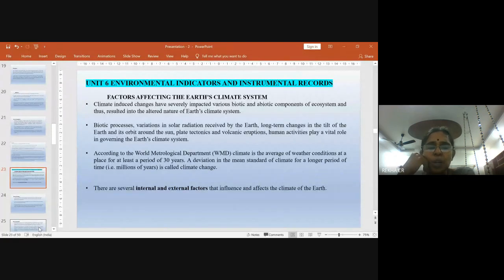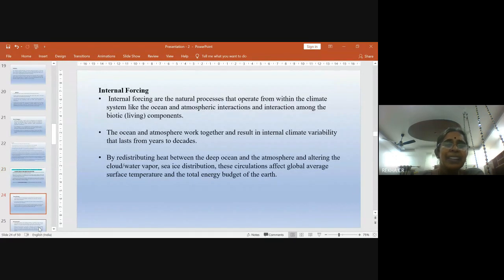See, according to the World Meteorological Department, climate is the average of weather conditions at a place for at least a period of 30 years. So a deviation in the mean standard of climate for a longer period of time is called climate change. So there are several internal and external factors that influence and affect the climate of the Earth. So first, let us take up the internal factors, or the internal forcing, which helps in changing the climate.